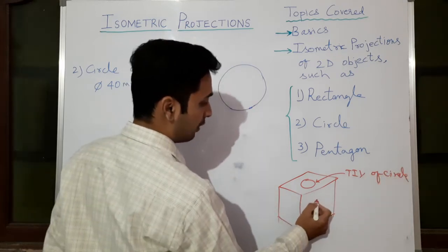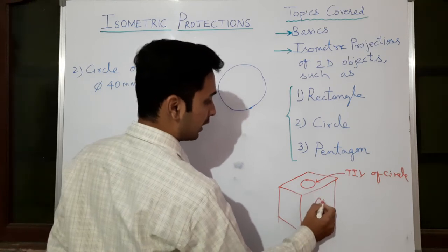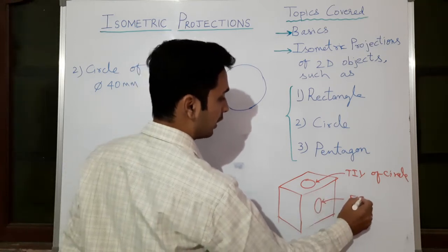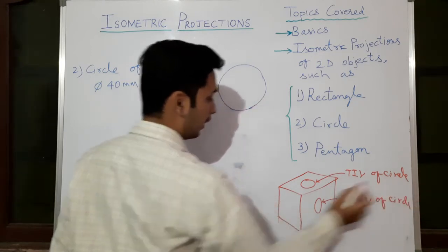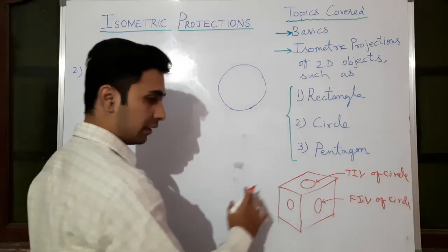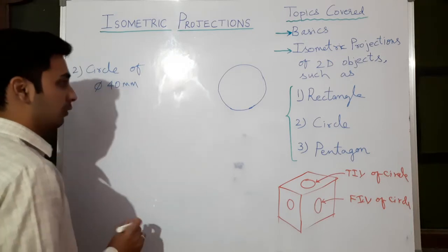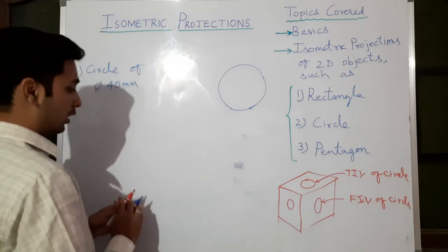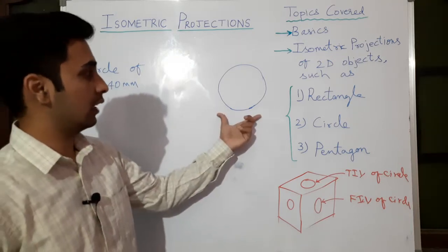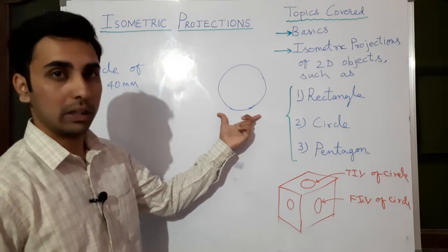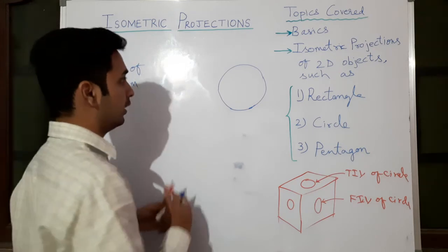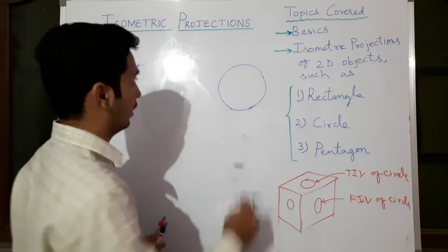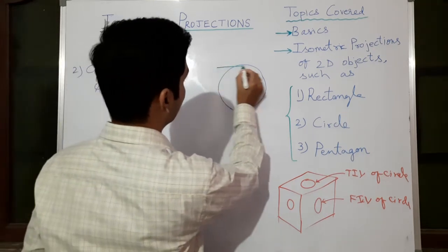Similarly, if you have a hole over here, then at that time you will need the front isometric view of a circle. Like that, if it is here, this side, that side, both one and all, front or side we can consider. So now if you want to draw a circle in isometric view, you need to enclose this circle in a box. The box will be of rectangle, not rectangle, it will be of circle.